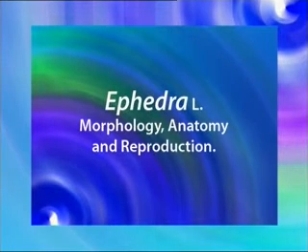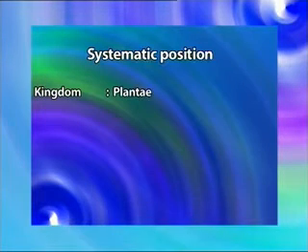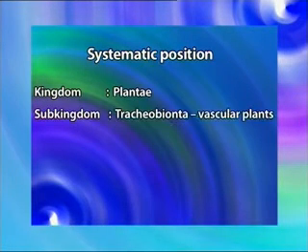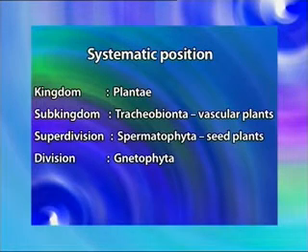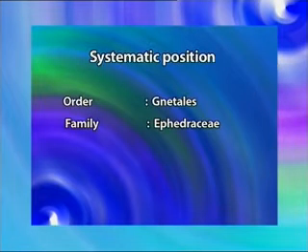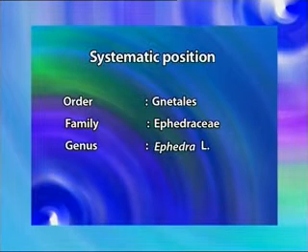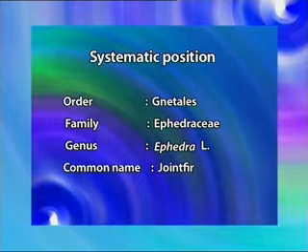Welcome students. Today our topic of discussion is Ephedra: Morphology, Anatomy and Reproduction. First we will study its systematic position. It belongs to kingdom Plantae, subkingdom Tracheobionta, vascular plants, superdivision Spermatophyta, division Gnetophyta, class Gnetopsida, order Gnetales, family Ephedraceae, genus Ephedra, and common name joint fir.